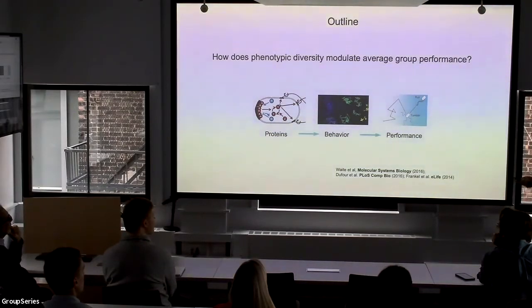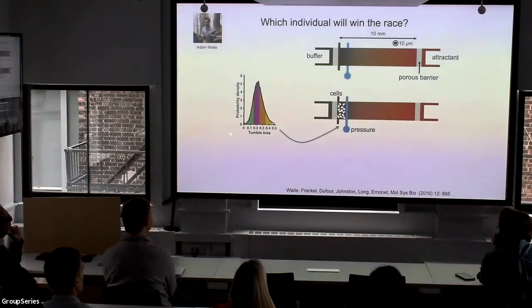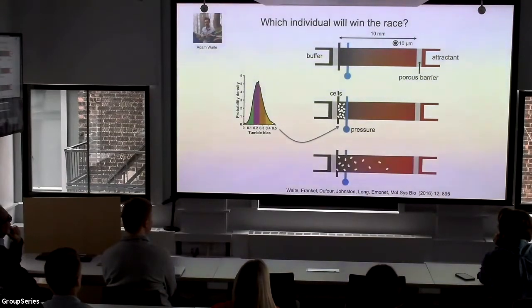climb the gradient. And so one experiment that we can do is take this population of cells that has a distribution of probability to change direction, and make a race with the bacteria, and then ask which cells from which bins are the ones climbing faster. In this case, the experiment was done at a very low dilution, so there's no collective behavior.